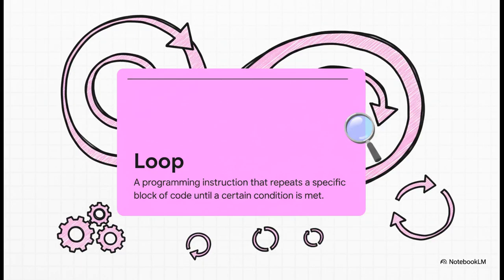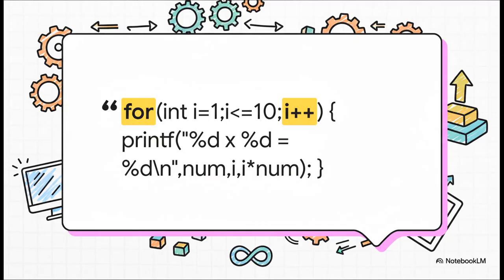At its heart, a loop is just automated repetition. Think about it like this. You need something done 1,000 times. Instead of you doing it 1,000 times, you just write the instruction once and tell the computer, hey, you do this 1,000 times for me. It's the ultimate shortcut.